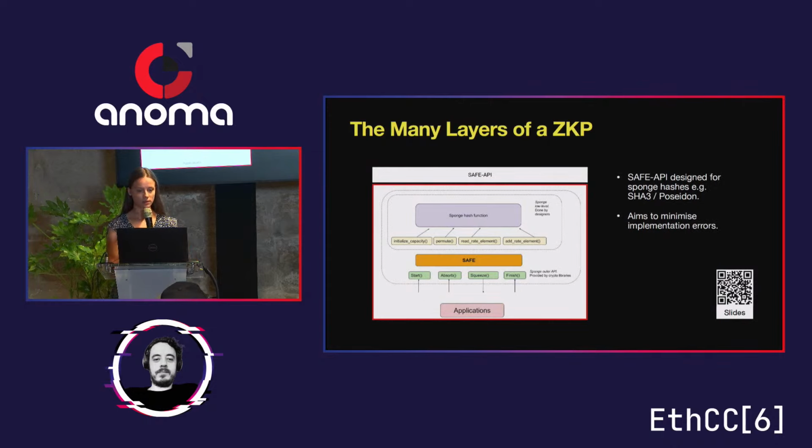One current work on this is the Safe API. This is designed specifically for sponge hashes, so that would include SHA-3 and that would include Poseidon, but that would not include SHA-2. The aim here is to say, this is precisely what you can do. If you don't deviate from this at all, then you're probably not going to have too many implementation errors. I don't know if there are any other works within this area where people have been trying to help people use hash functions in a good way. But if there is, do let me know about it.